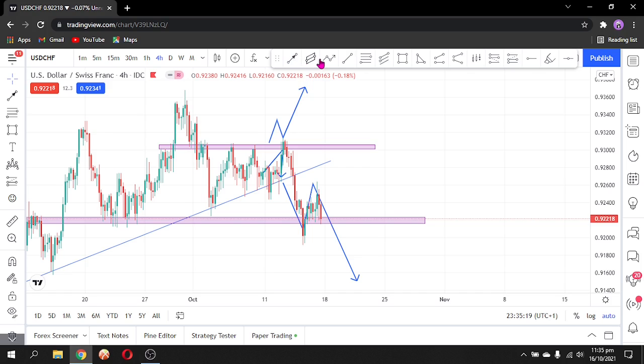We should expect price to continue going downwards, or price will go back up. Do not forget about your fundamental analysis. A high volatility news might be released and it will disregard your price action setups.